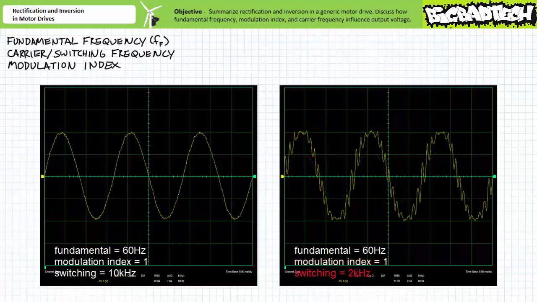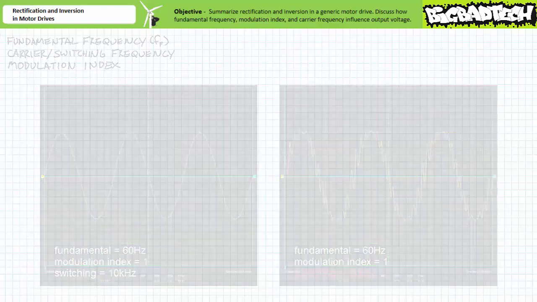Finally, here's the filtered output of one phase of a three-phase pulse width modulated inverter when the switching frequency has been reduced to 2 kHz, and fundamental frequency and modulation index respectively remain at 60 Hz and 1. Note, by decreasing switching frequency, resultant frequency and magnitude remain the same, only resultant quality is changed. One might expect some electrical noise issues given this iteration's wonky output, even after filtration.